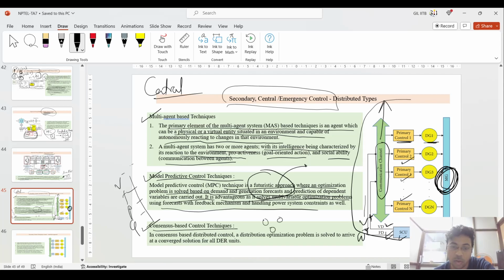And the third is the consensus based control technique. Suppose there are multiple agents, and through mutual consensus they generate one optimal point, which is fitted to maintain P and Q, and they generate one reference.